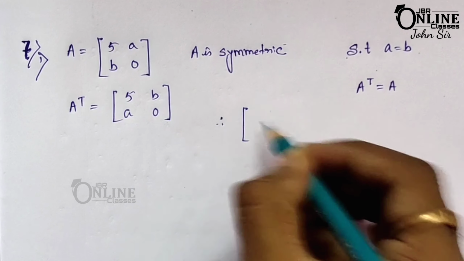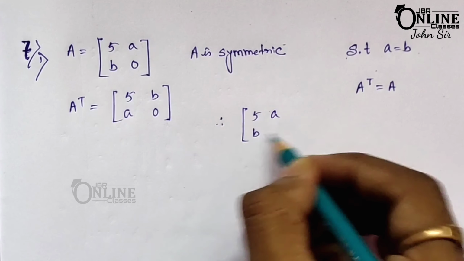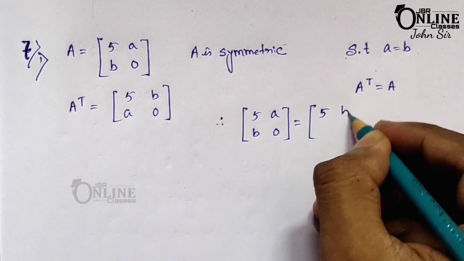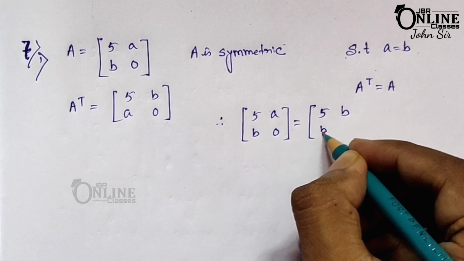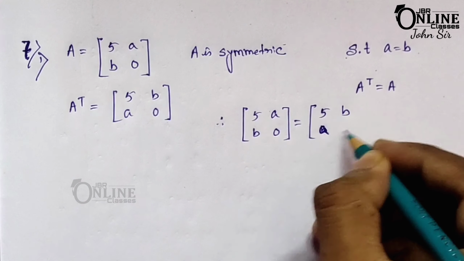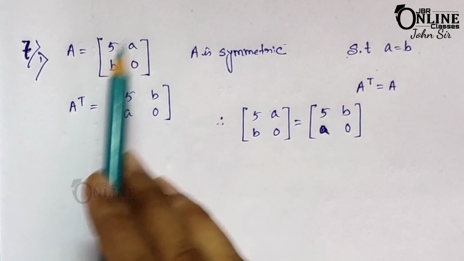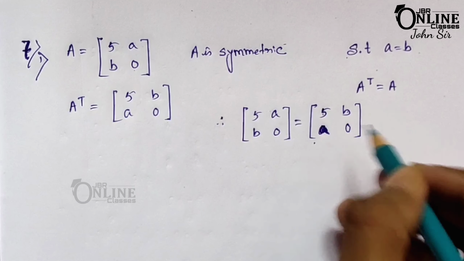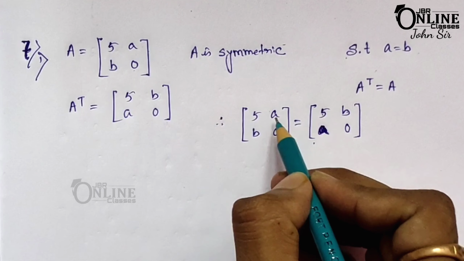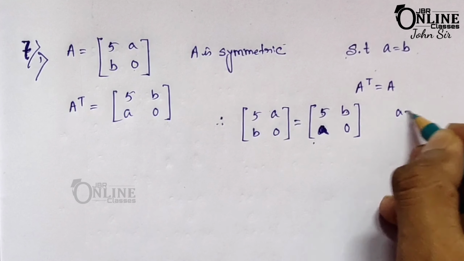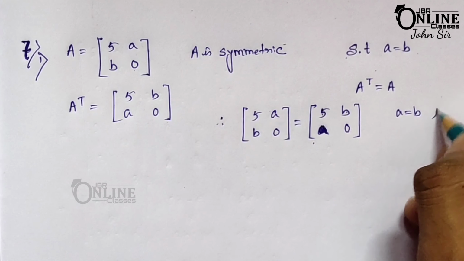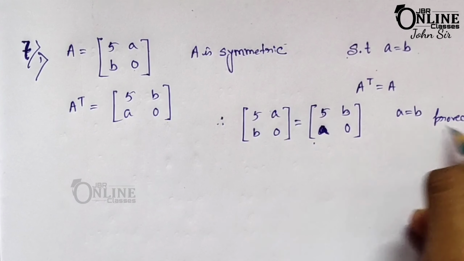And as A is a symmetric matrix, that means you can write here A transpose equals A. So therefore 5 A B 0 equals this matrix 5 B and here A 0. So 5 A B 0 equals 5 B A 0. Now if you compare both sides, then here A equals B and here also B equals A. So that means here A equals B and it's proved.